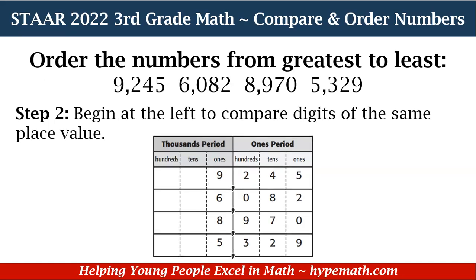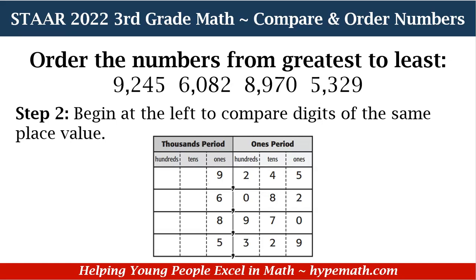Begin at the left to compare digits of the same place value. All right, so what we're going to do is look at the place value that's furthest to the left. We see that that is in the thousands place and that it is the ones in the thousands place. Okay, so when we start from there, we are going to compare the digits of the same place value.